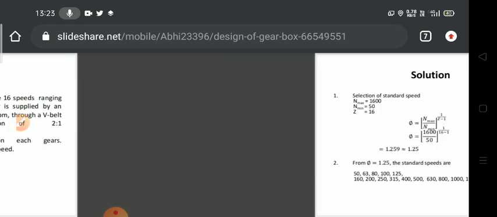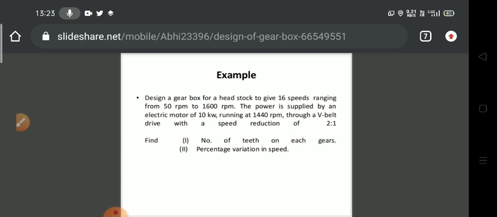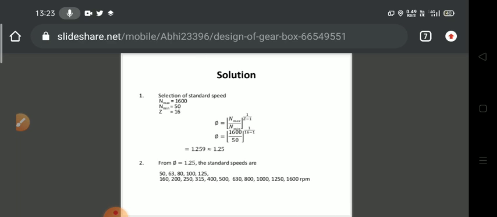list what is given. Given is the maximum speed of 1600 rpm, the minimum speed of 50 rpm, and 16 speeds, which means the number of spindle speeds is 16. Now what is the equation of phi? The equation of phi is n max divided by n min, raised to 1 upon z minus 1.